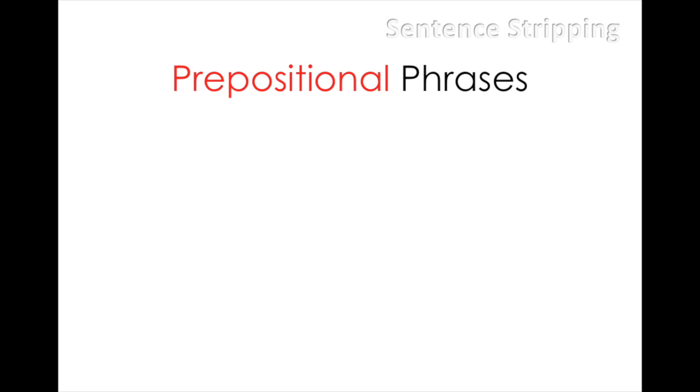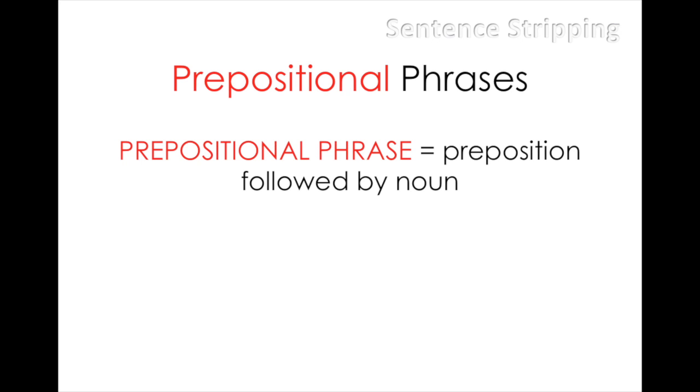The last step to sentence stripping is to eliminate prepositional phrases. A prepositional phrase is a preposition followed by a noun. It functions as an adjective or an adverb, describing things in the sentence. Around the corner, under the tree, and on the floor are all examples of prepositional phrases. A prepositional phrase will never contain the subject, so it is safe to cross out.